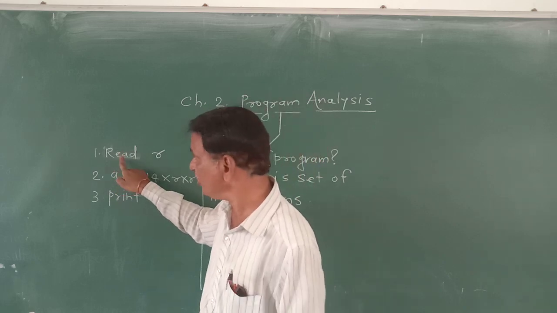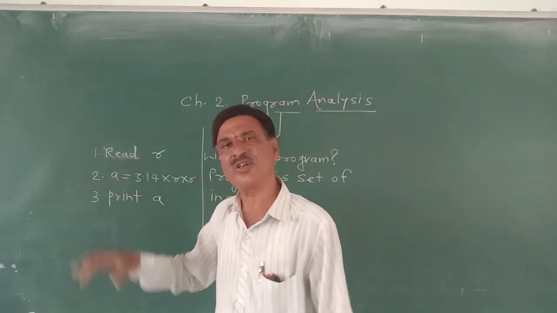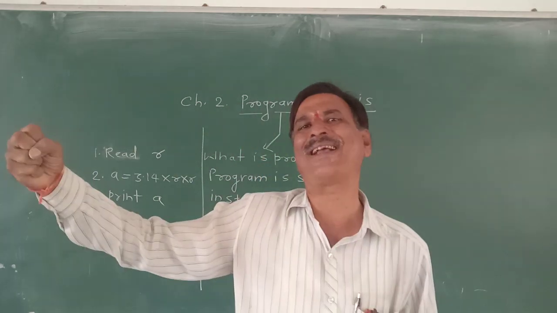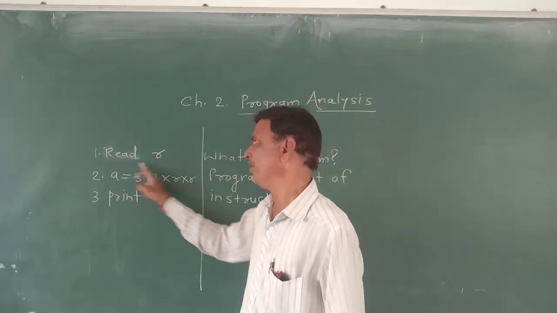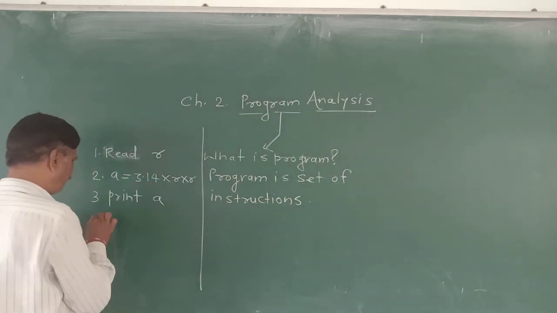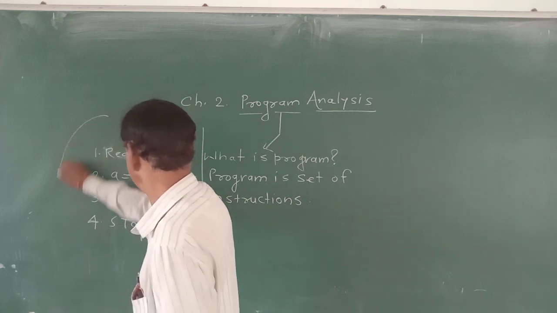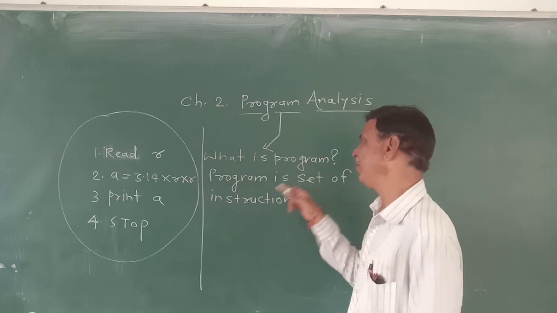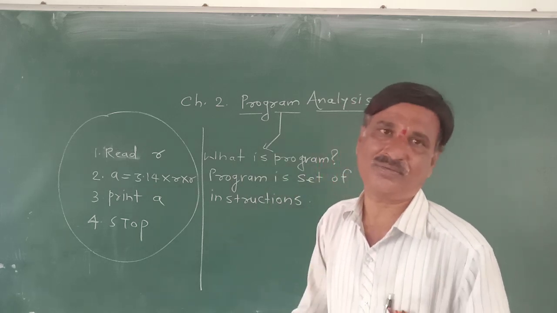So if we give this instruction read R to the computer and input the value, then that value will be accessed, read, accepted, and stored in the variable called R. Then processing and then printing, and after that our problem is solved. That's why we will stop. So you see, this is the set of instructions. Program is a set of instructions, and this set of instructions is given to the computer.